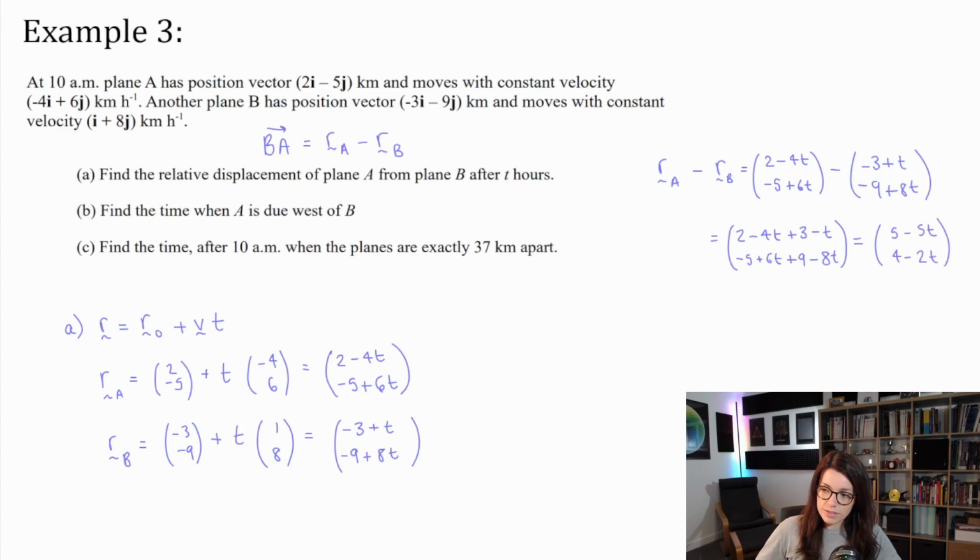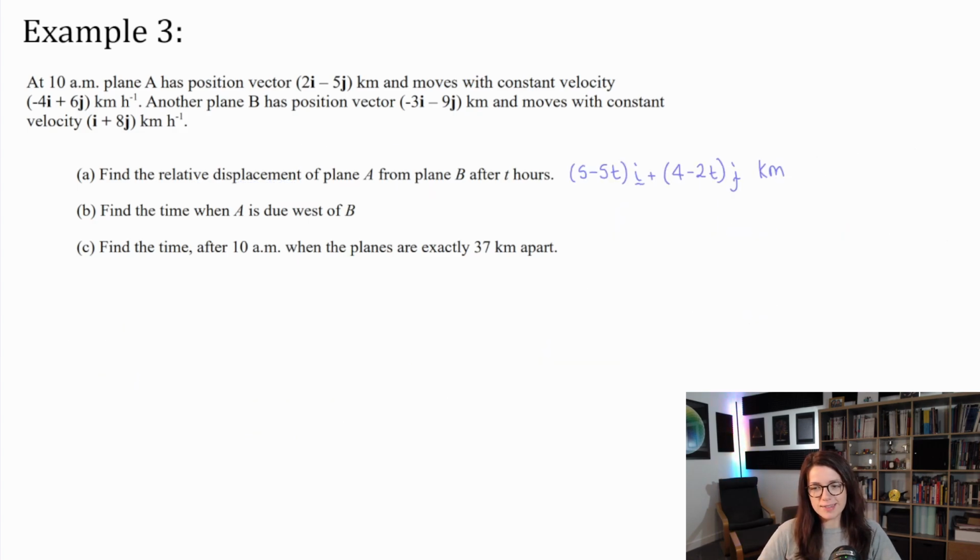So again, if you wanted to, you could then write that in ij format. So that would be (5 - 5t)i plus (4 - 2t)j, and that's kilometers. Just to recap, we found the generic position vectors of A and B separately, and then to find the relative displacement, we did rA take away rB.